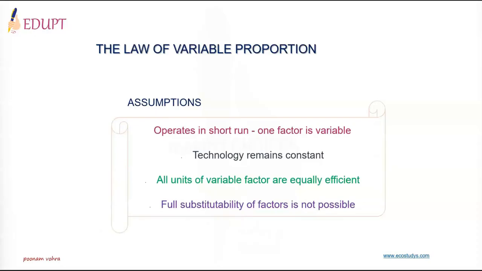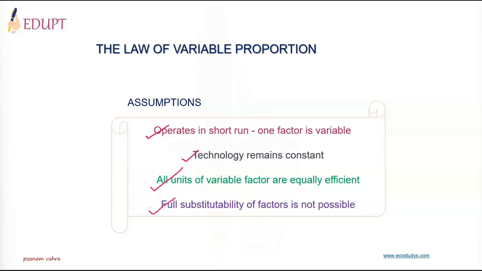Law of variable proportion operates under certain assumptions. The assumptions are: 1. It operates in the short term, where one factor is variable and other fixed, and hence factor proportions can be changed. 2. Technology remains constant. 3. All units of variable factor are equally efficient. 4. Full substitutability of factors of production is not possible, as some amount of both factors of production are required in every production process.